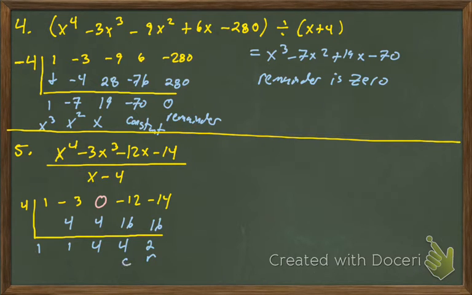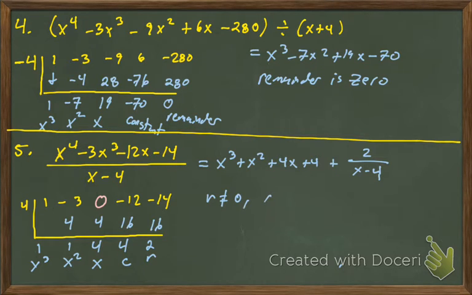So there's your remainder, your constant, x squared, and x cubed. So we can say that this is 1x cubed plus 1x squared plus 4x plus 4 plus your remainder of 2 over the divisor. It's not x minus 2. Sorry, it is x minus 4. And because our remainder is not 0, we can say that x minus 4 is not a factor.